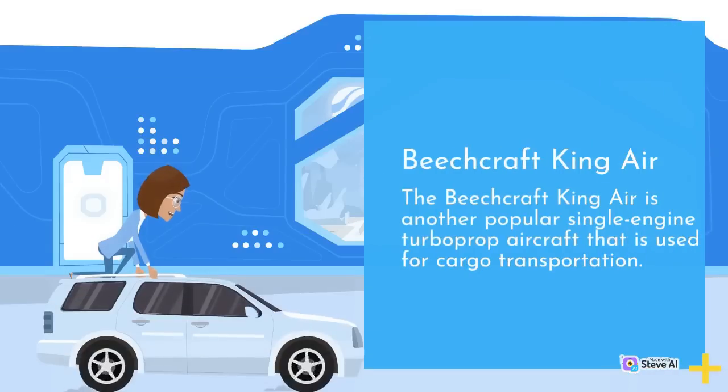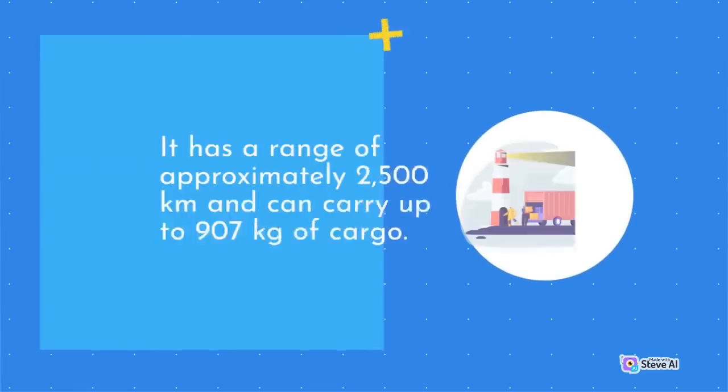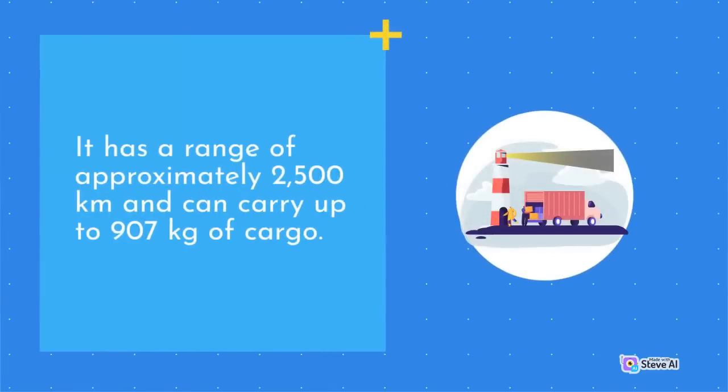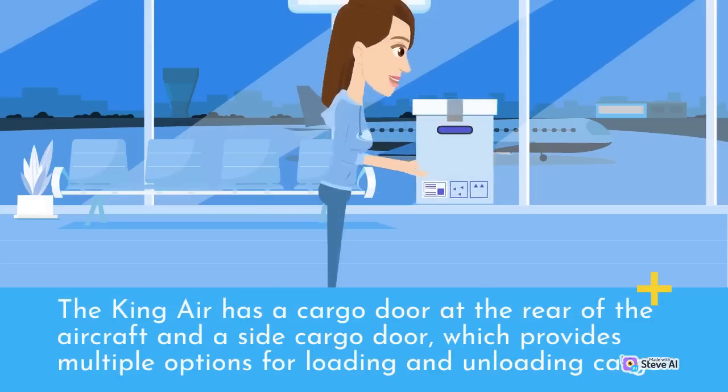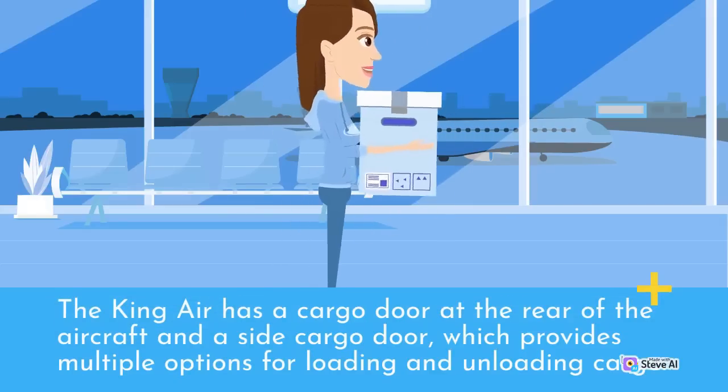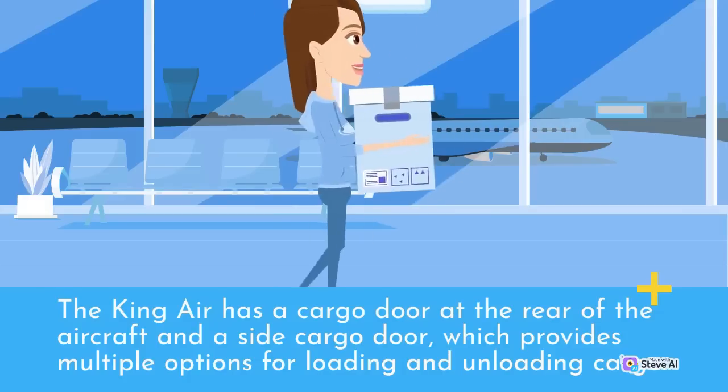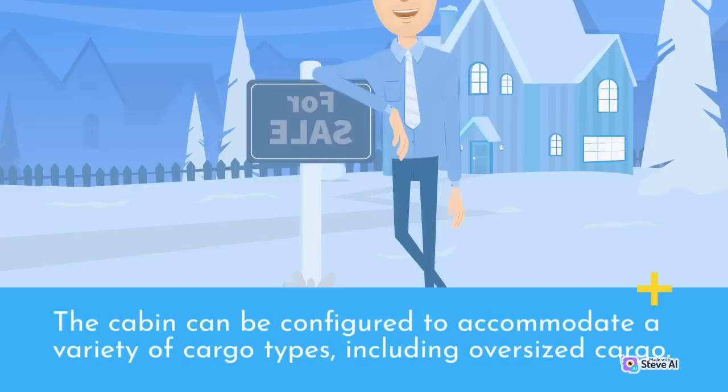Beechcraft King Air. The Beechcraft King Air is another popular single-engine turboprop aircraft that is used for cargo transportation. It has a range of approximately 2,500 kilometers and can carry up to 907 kilograms of cargo. The King Air has a cargo door at the rear of the aircraft and a side cargo door, which provides multiple options for loading and unloading cargo. The cabin can be configured to accommodate a variety of cargo types, including oversized cargo.